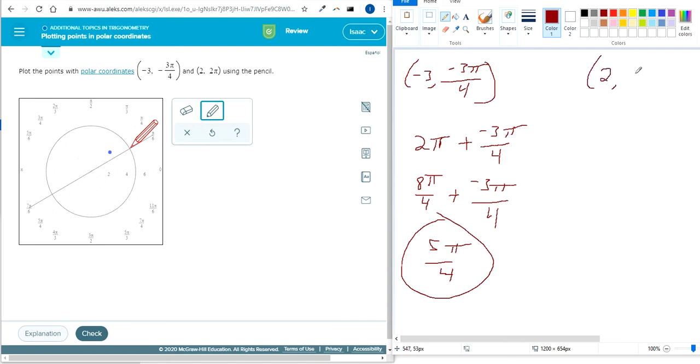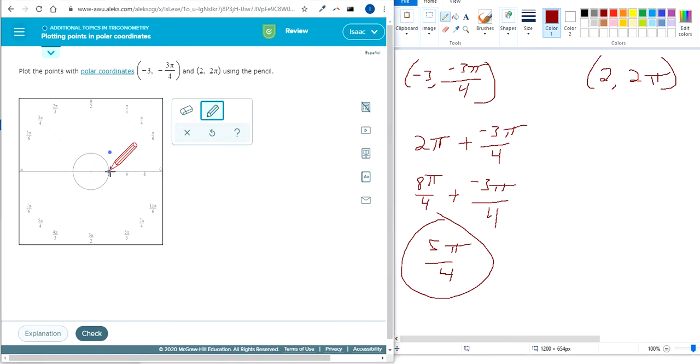So same thing with this one, 2 comma 2 pi. Now remember, 2 pi is a full circle. So 2 pi means you're right back where you started at the initial side. And since r is 2, like the radius is 2, that means we just need to have a dot 2 circles away from the center.